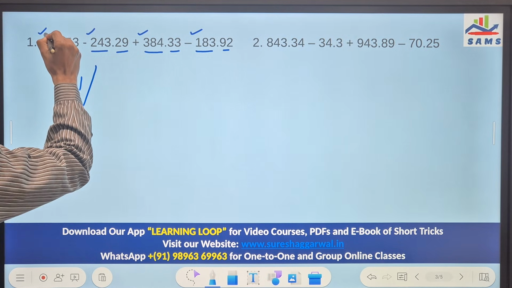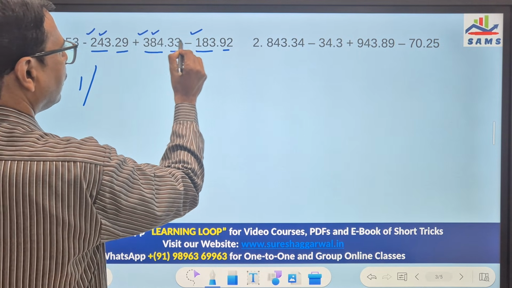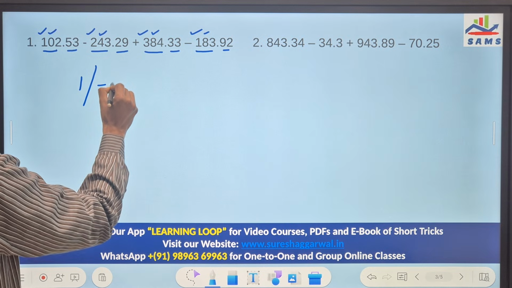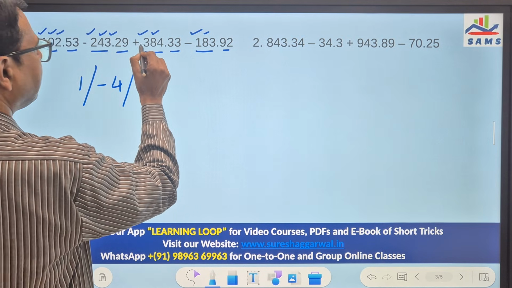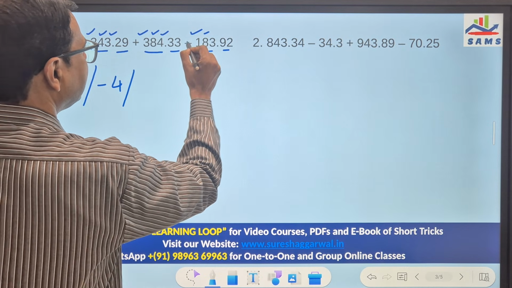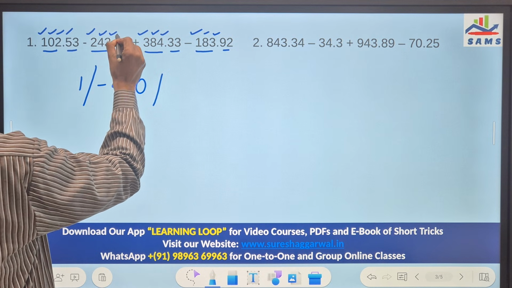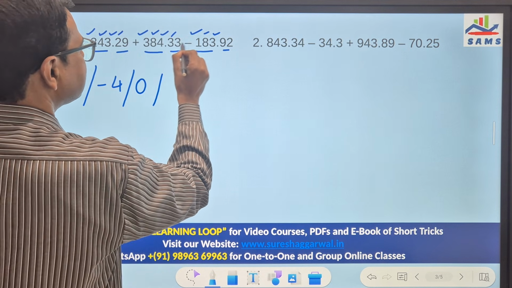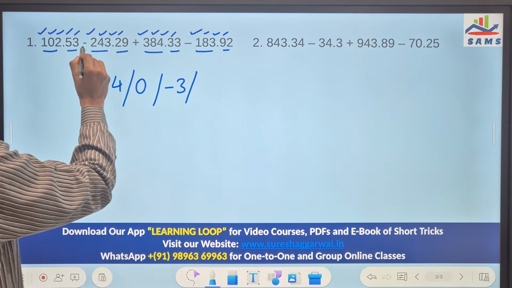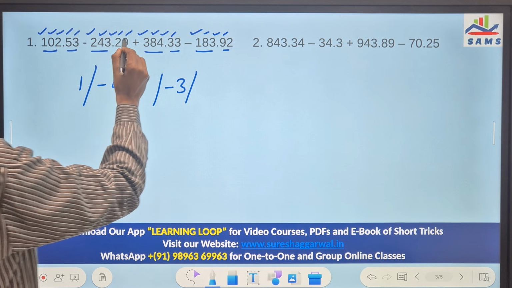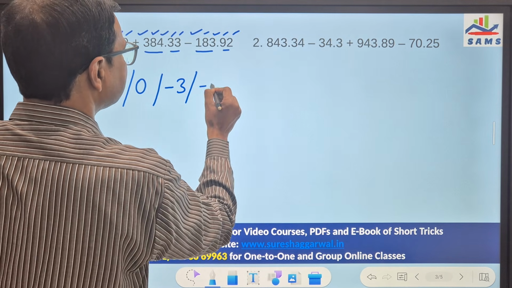So I'll put a slash. 0 minus 4 plus 8 is 4, 4 minus 8 is minus 4. Then the next one, 2 minus 3 is minus 1 plus 4 is 3, 3 minus 3, 0. Then 5 minus 2 is 3, 3 plus 3, 6, 6 minus 9, minus 3, and then finally 3 minus 9 is minus 6, minus 6 plus 3 is minus 3, minus 3 minus 2 is minus 5.